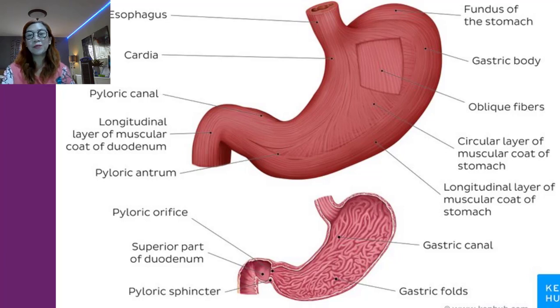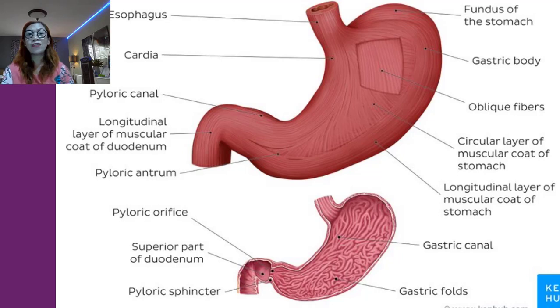Now let's move on to the next organ of the digestive system, which is the stomach. The C-shaped stomach is located on the left side of the abdominal cavity, nearly hidden by the liver and the diaphragm. The stomach acts as a temporary storage tank for food as well as the site for food breakdown.